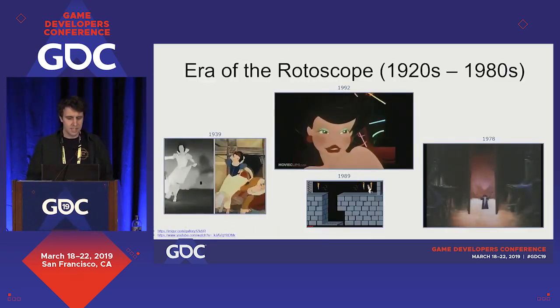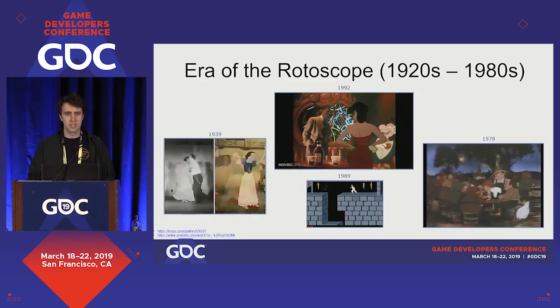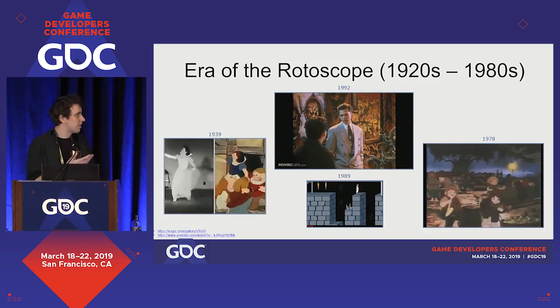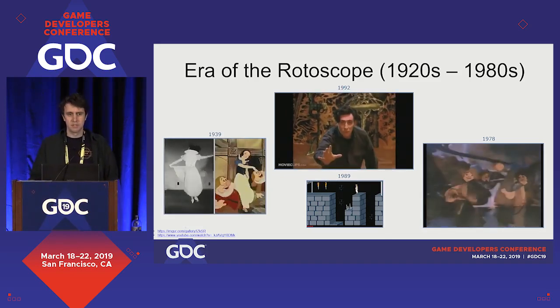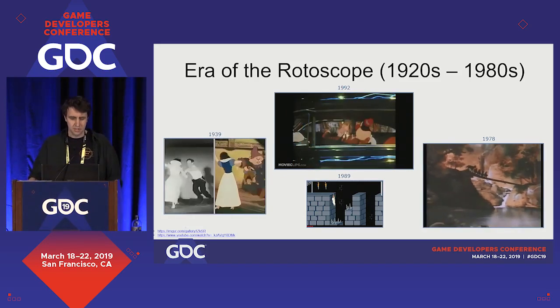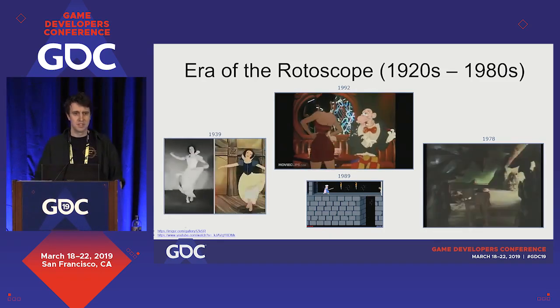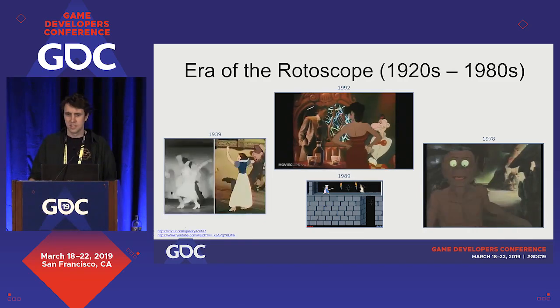And even past then, there were lots of different experiments using it. So, for example, in this film, there was a mix of rotoscoping and real live-action footage, and also for the obligatory Ubisoft reference, there's Prince of Persia, which used rotoscoping to get all the original animations.